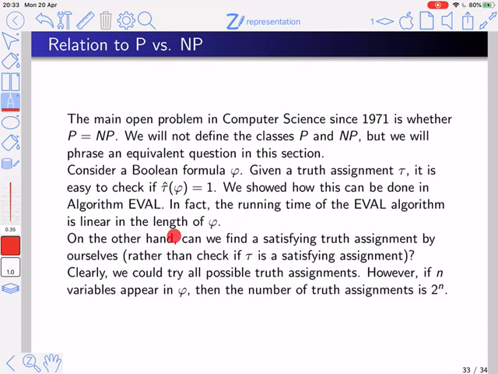On the other hand, how can we find a satisfying truth assignment by ourselves? All we're given is phi, and we're looking for a truth assignment tau that satisfies phi if such a truth assignment exists. Okay, so clearly what we could do is try all possible truth assignments. But if we have n variables in phi, then the number of truth assignments is 2 to the n, which is a huge number. For example, if n equals 100, 2 to the n becomes 2 to the power of 100, and we clearly cannot check all the possible 2 to the 100 truth assignments.